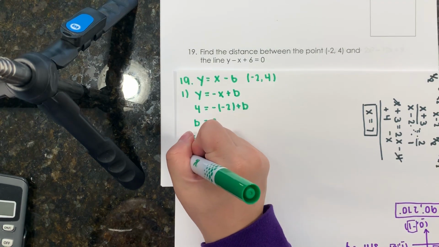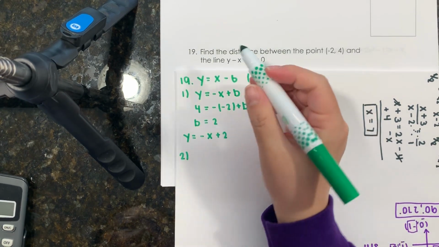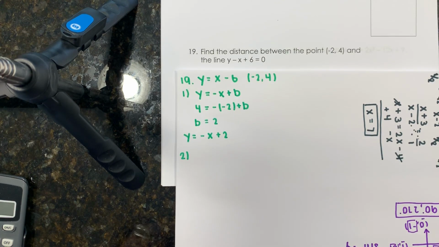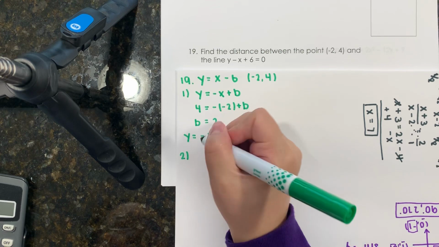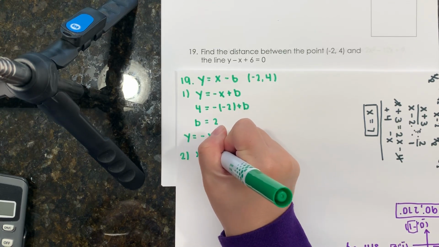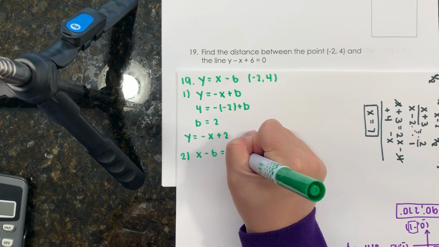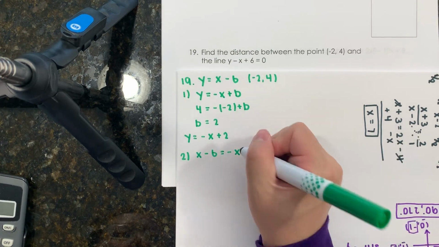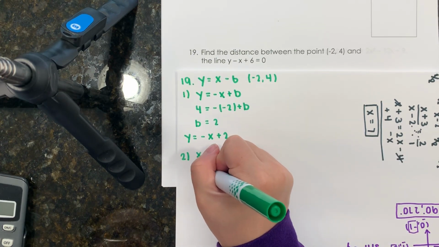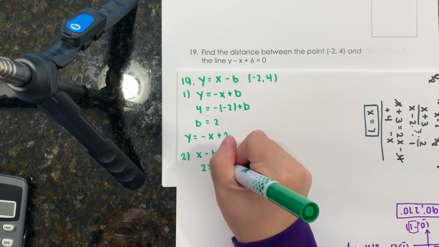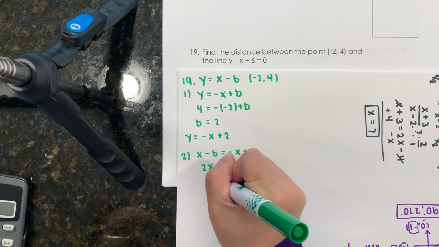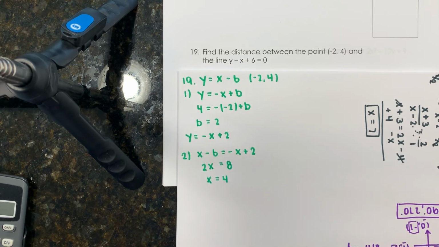Now step 2 is to set the original line equal to this line, because I want to find out where these two lines are intersecting. So I'm going to set x minus 6 equal to my perpendicular line, which is negative x plus 2. If you bring the x over, I get 2x. If I bring the 6 over to the right, that would give me 8, which means that my x coordinate is equal to 4.